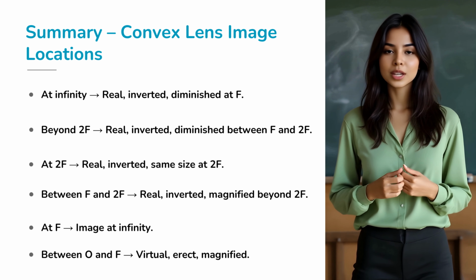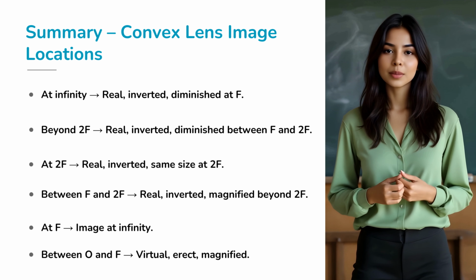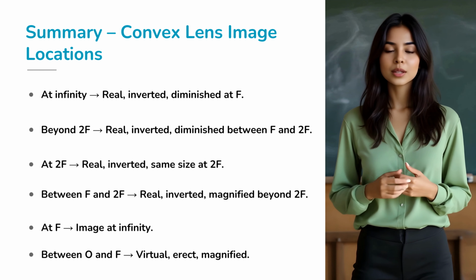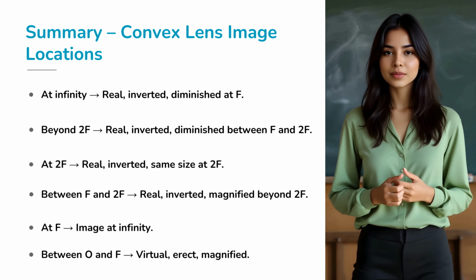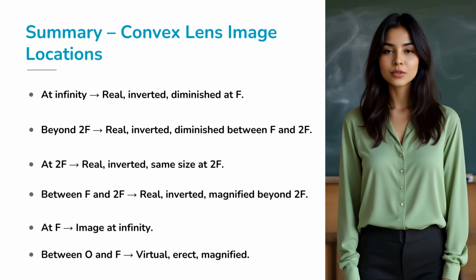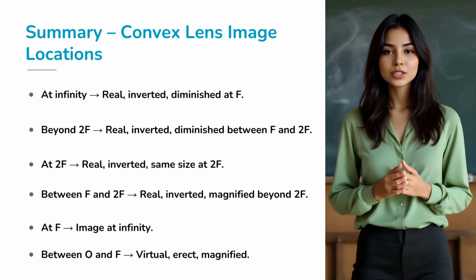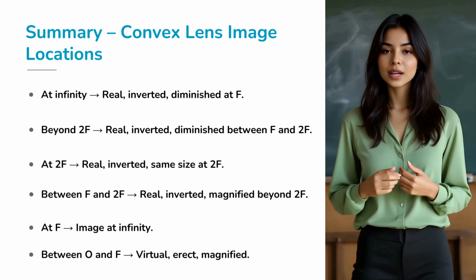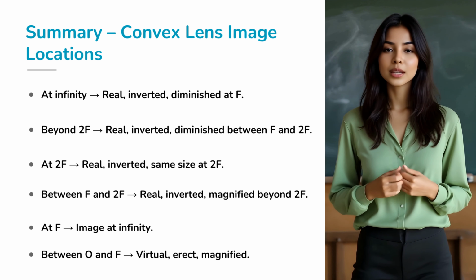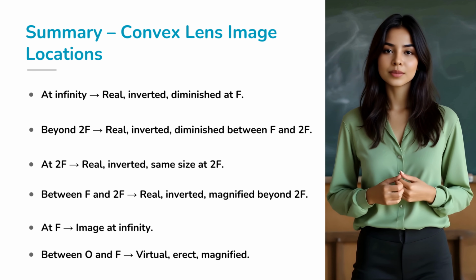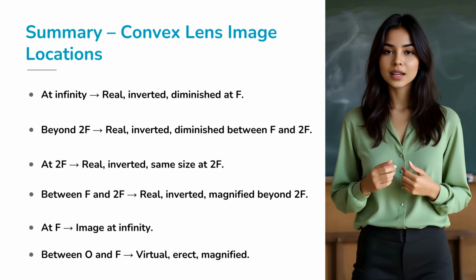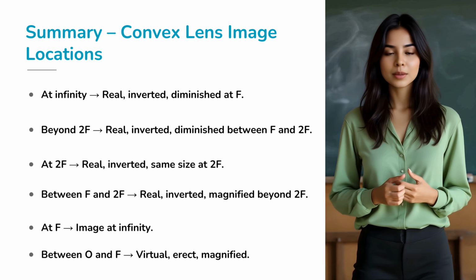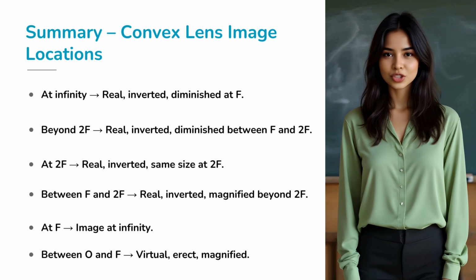Case 3. Object at 2f. The image also forms at 2f on the other side. It's real, inverted, and equal in size. This is the principle behind photocopiers making a same-sized copy of a page. Case 4. Object between f and 2f. Now the image shifts beyond 2f. This time it's real, inverted, and magnified. Think of projectors. A tiny slide becomes a huge cinema screen image.